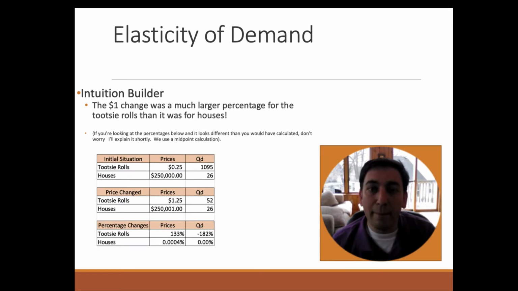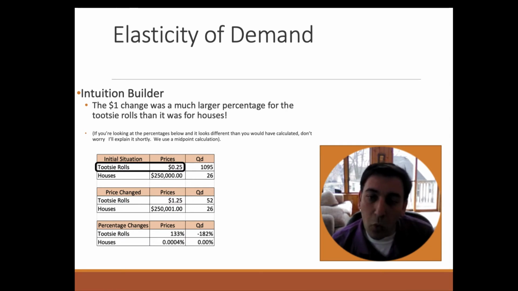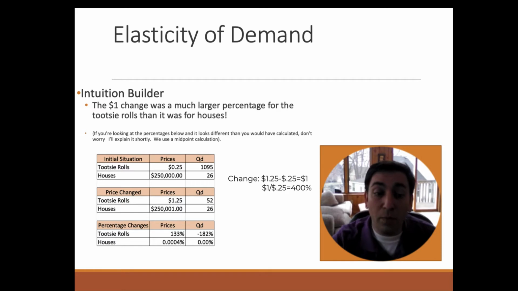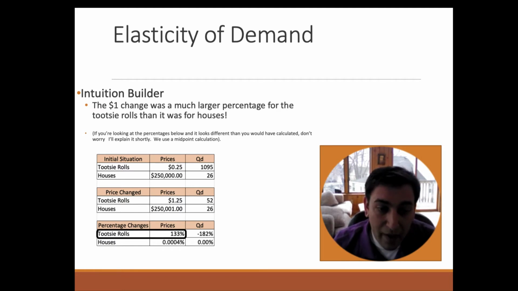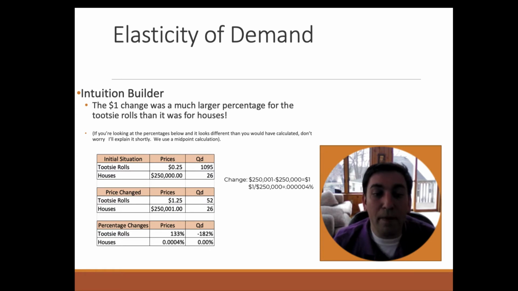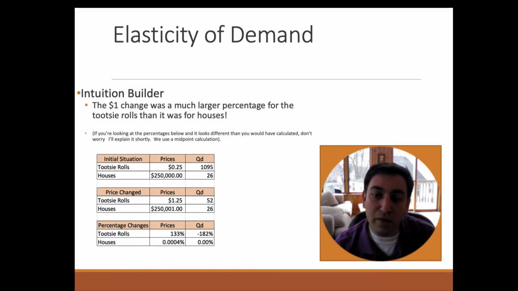If you're not clear what I meant by proportional change, think of the Tootsie Roll for a second. If you went from 25 cents to $1.25, that is $1 more. $1 divided by a quarter, that's a 400% price change. Now I recognize what I have here is something a little bit different, which we're going to get into in a second, but $1 divided by 250,000 is just a tiny fraction. So the dollar change was not proportional for both of them. As a result, we really can't say that $1 is the right unit of change to look at responsivity. So we're going to need to come up with a better measure.